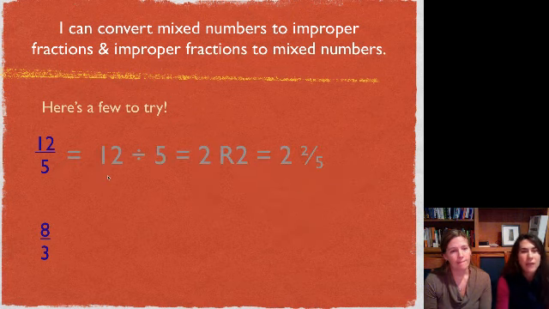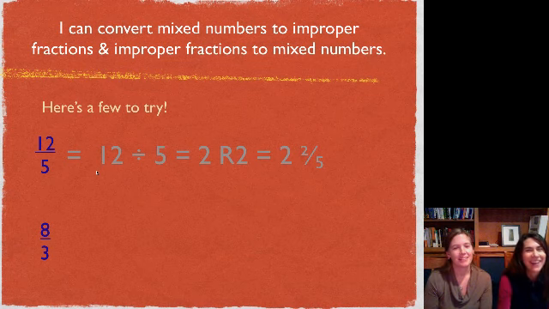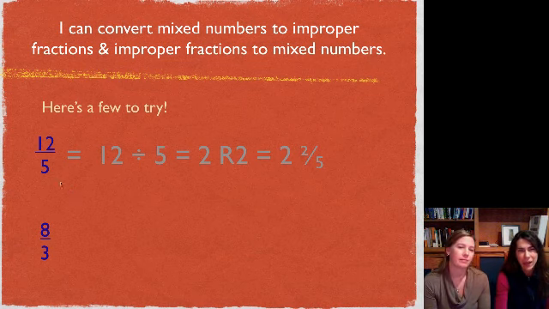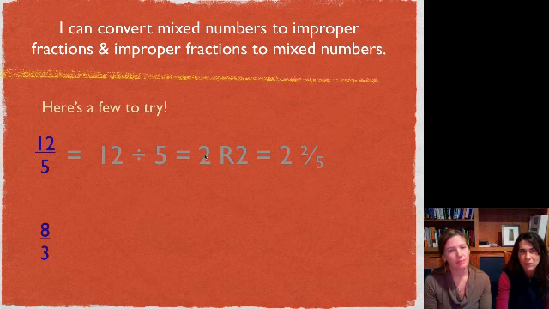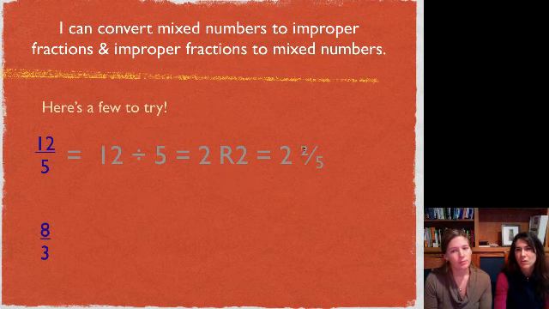All right, so looking here, we have 12 divided by 5. I do the same thing. I look here and think, 5 goes into 12 how many times? I can see 2 times, and I have 2 left over. And so that is why our remainder is now the numerator. So we have 2 and 2/5 as our answer.